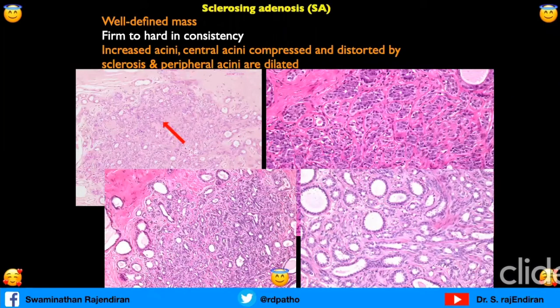The next disease is sclerosing adenosis. The lobularity is maintained. That is very, very important to remember. But within the lobules, the glands are increased. That's why it is adenosis. And the intralobular stroma is sclerotic. That's why it is sclerosis. Okay, sclerosing adenosis: lobularity maintained, with an increased number of acini distorted by sclerosis.